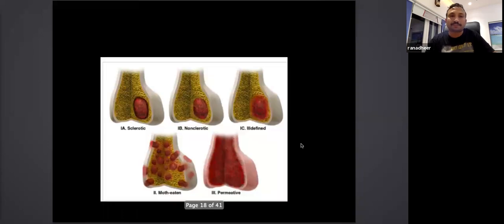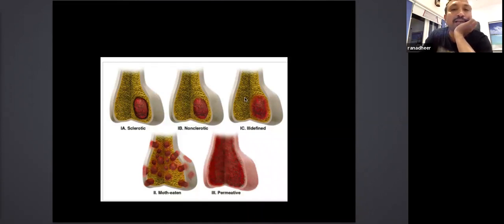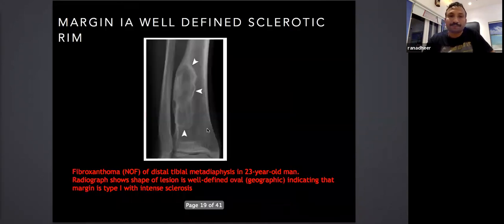The margins: you have a sclerotic margin, a non-sclerotic margin, ill-defined margin, moth-eaten margin, permeative. So sclerotic margin, or non-sclerotic with narrow zone of transition, they are benign. Ill-defined, moth-eaten, permeative, they are malignant. You can see these ill-defined margins in osteomyelitis also, but sclerotic margins are mostly benign.